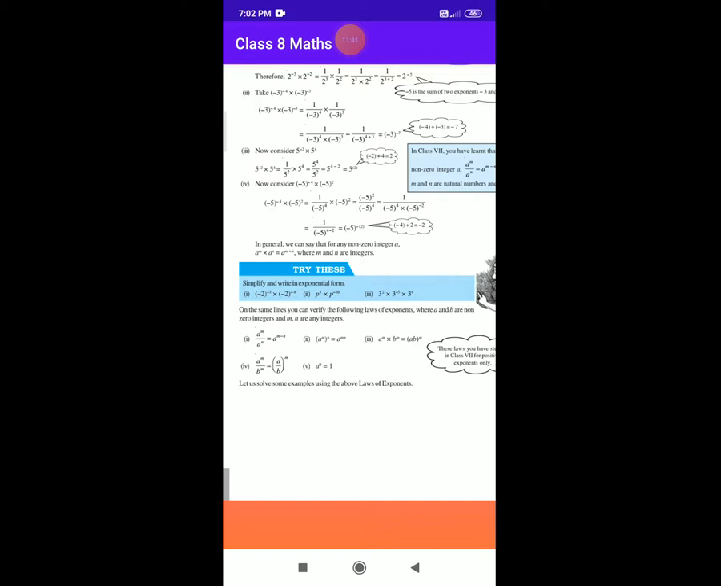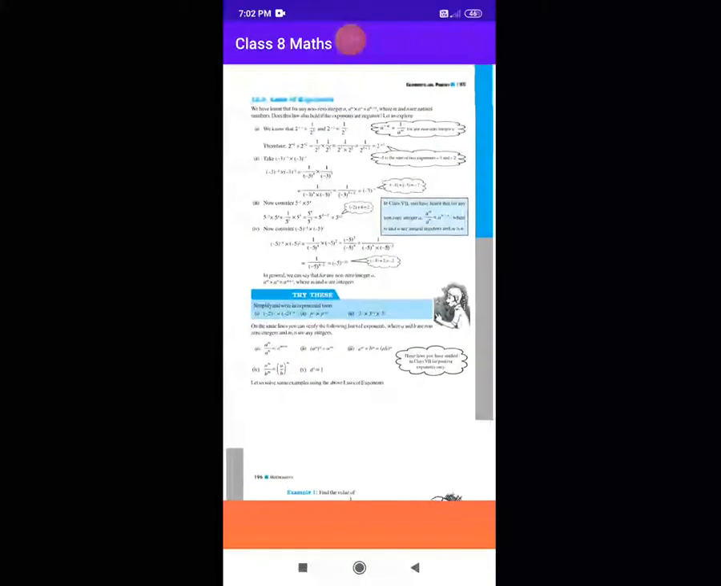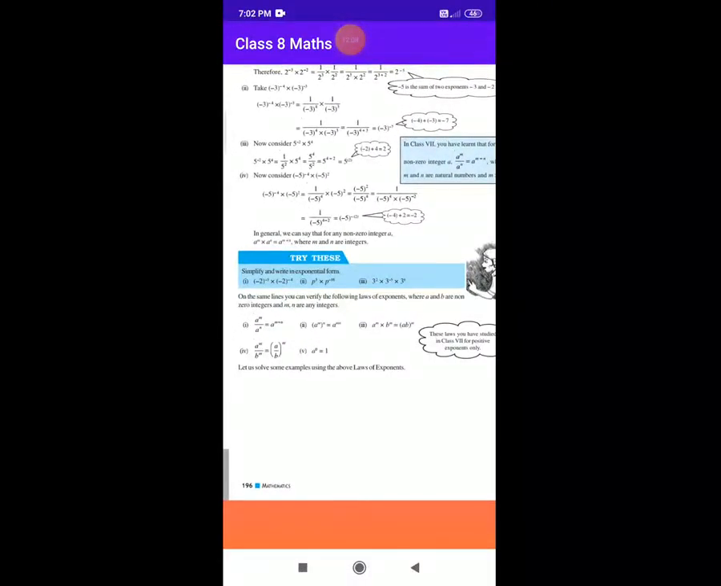ठीक है, इसी तरह से a raised to m upon b raised to m, तो यहाँ पर हम इसे राइट डाउन कर सकते हैं इनटू ब्रैकेट a upon b whole raised to m, और अगर जो कोई भी बेस पर एक्सपोनेंट ज़ीरो है मतलब कि a raised to zero, then we get value 1. So these laws you have studied in class 7 for the positive exponent only. Let's solve some example using the above laws of exponent.